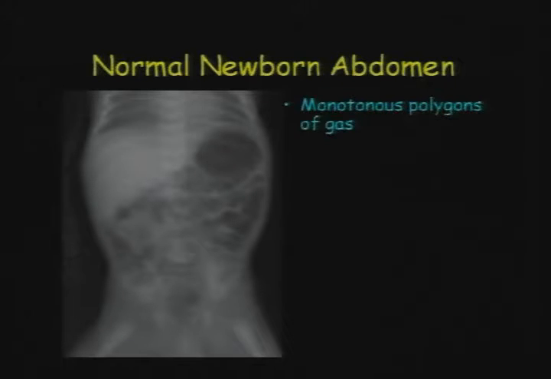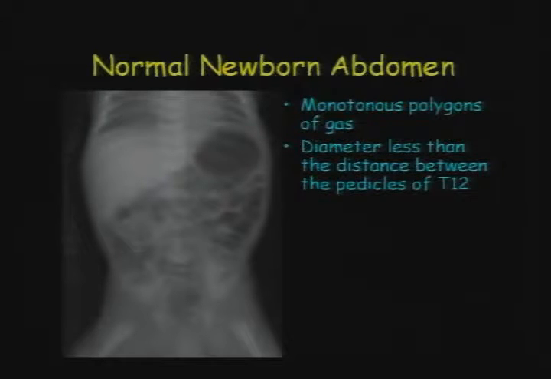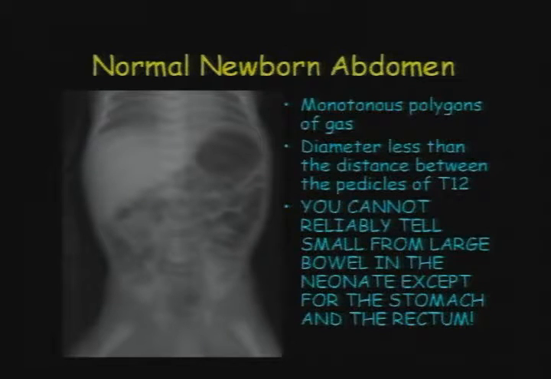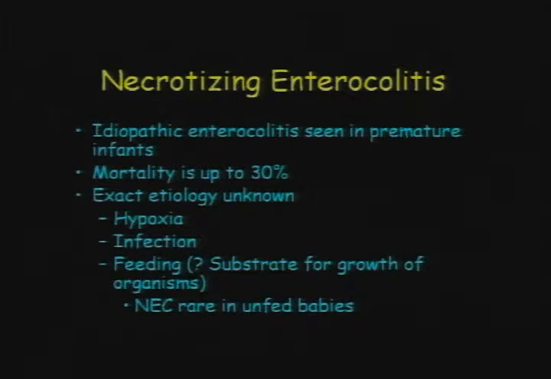The newborn abdomen. The normal newborn abdomen is monotonous polygons of gas. What I use is the distance between the pedicles at T12 to determine my upper limits of normal, and that way you can sort of correct for gestational age and decide what's dilated and what's not. You cannot reliably tell small from large bowel except for the stomach and the rectum, and don't get led down that line because you will get messed up. Just because it's up against the right or left abdominal wall does not mean it's colon. So just remember, you cannot tell small from large bowel in newborns.